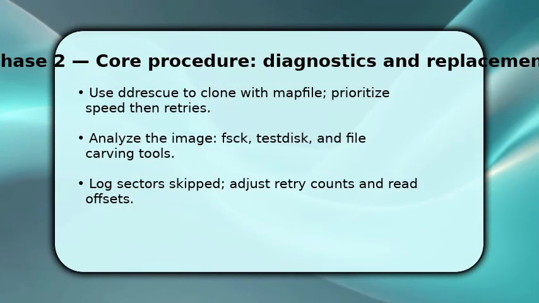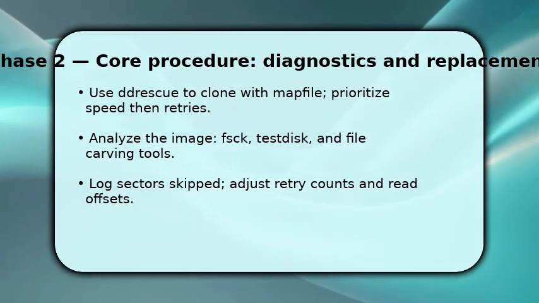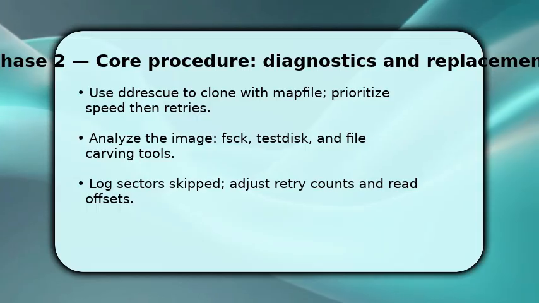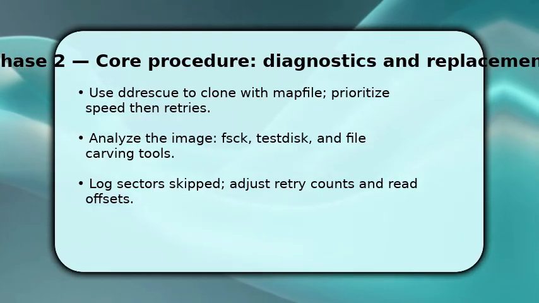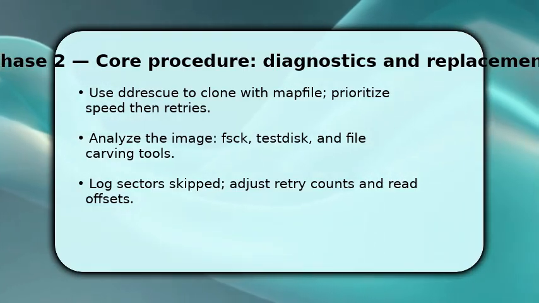With an image in place, you focus on recovery from the copy. Run ddrescue with a map file. Start fast to grab intact blocks, then rerun to retry bad sectors. This balances speed and completeness.